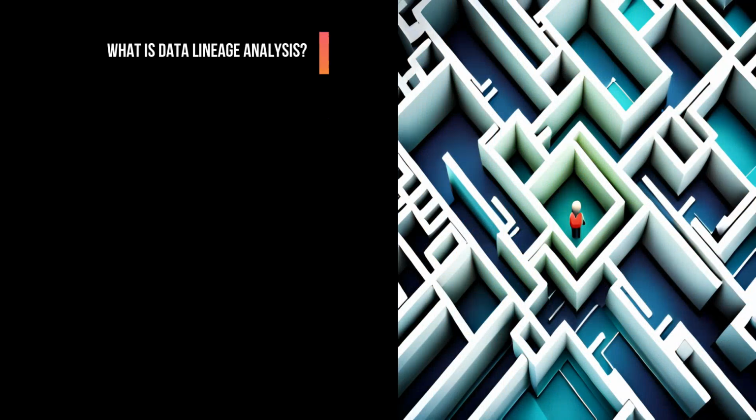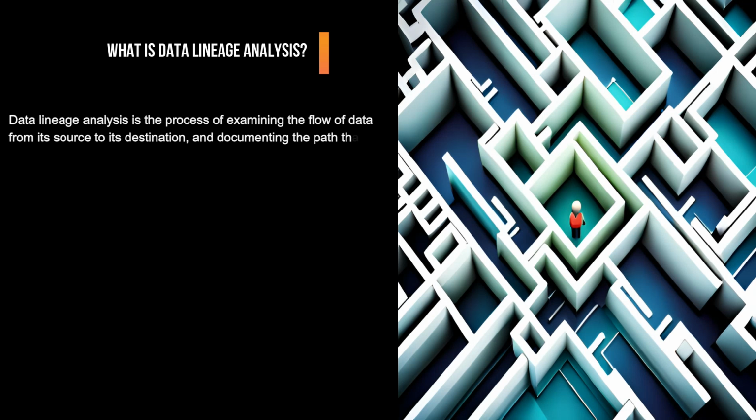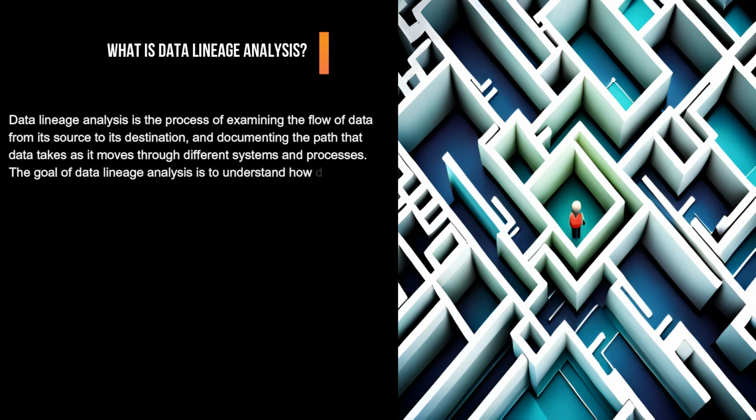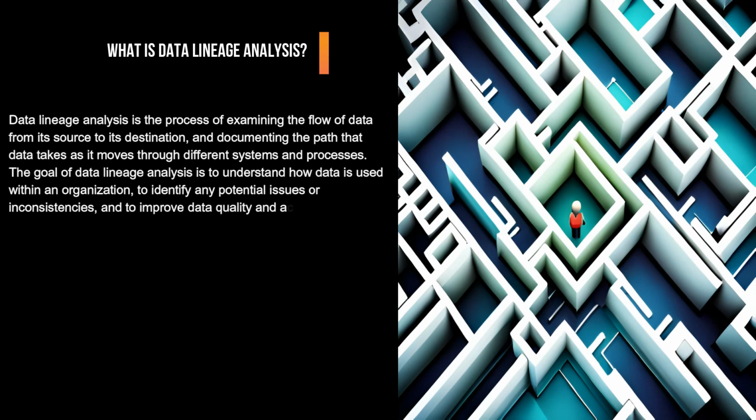What is data lineage analysis? Data lineage analysis is the process of examining the flow of data from its source to its destination and documenting the path that data takes as it moves through different systems and processes. The goal of data lineage analysis is to understand how data is used within an organization, to identify any potential issues or inconsistencies, and to improve data quality and accuracy.